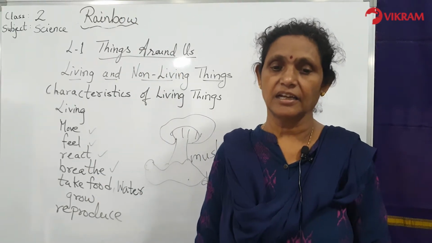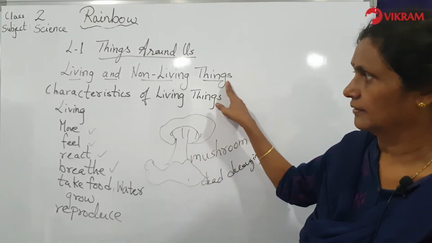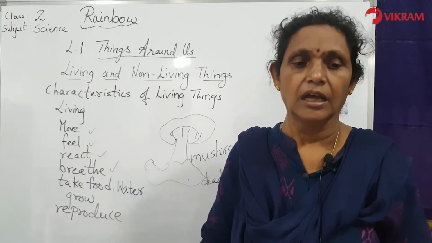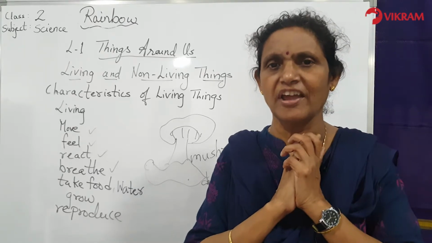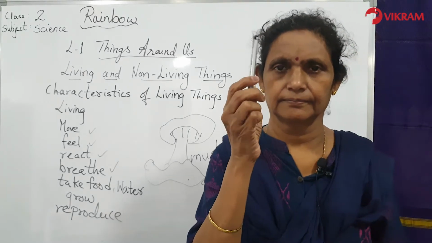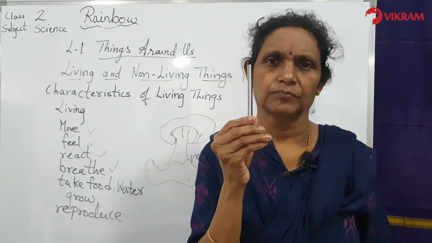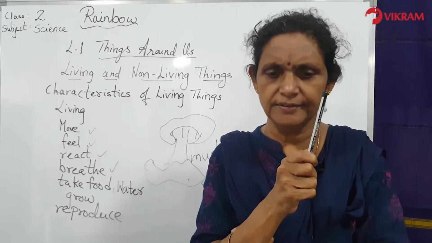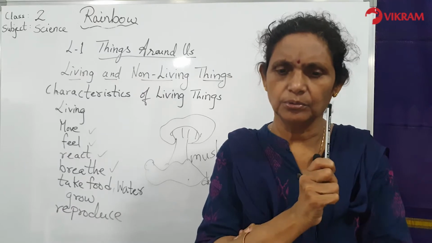Now let us start with non-living things, which are not living. This is called non-living things. Non-living things do not have a life. That means this is a non-living thing. It cannot grow. It cannot eat. You understood the points? They cannot move on their own.